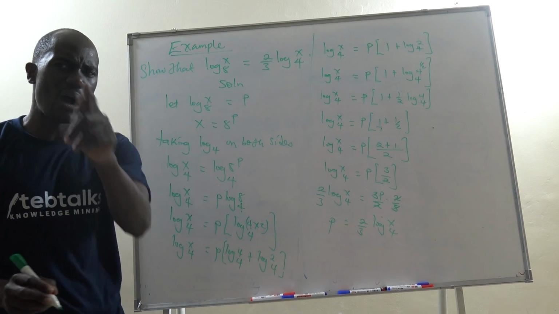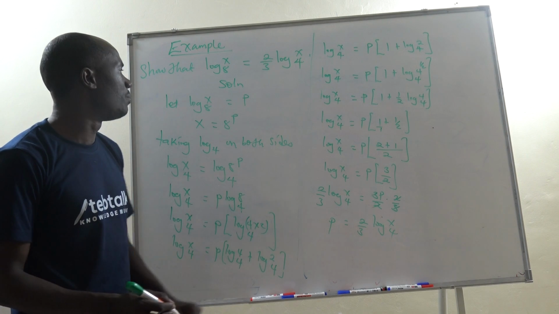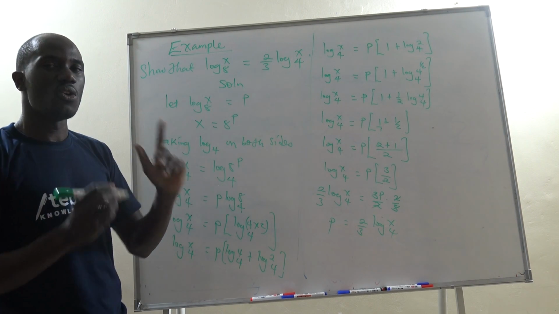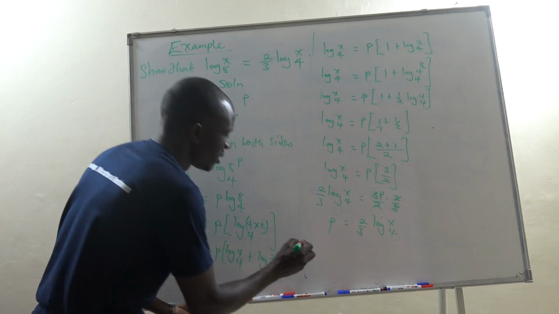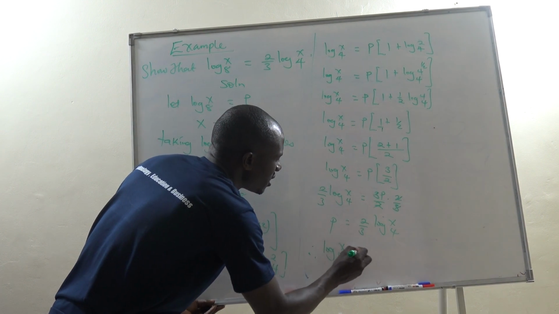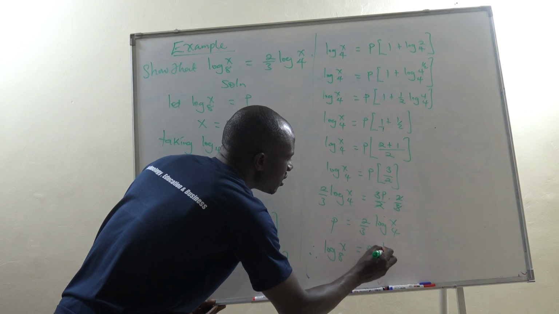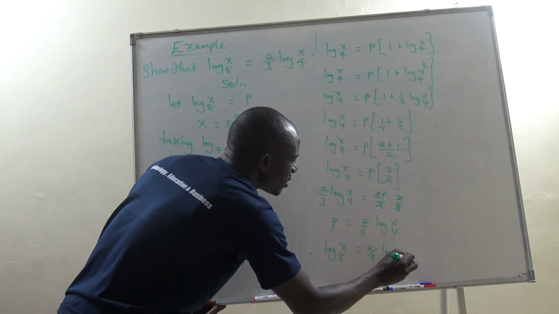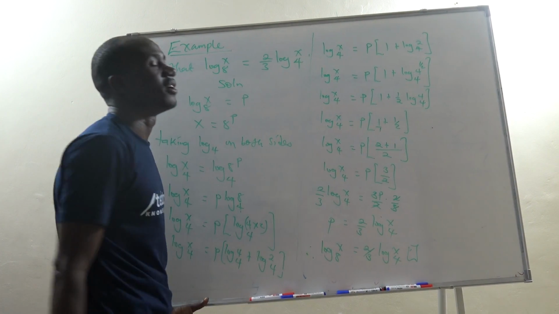But do we know our p from the start? What was our p? Our p was already log of x to base 8. We said therefore log of x to base 8 is the same as 2 over 3 log of x to base 4, as required.